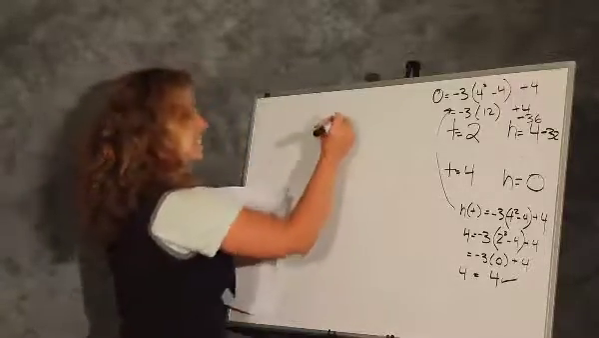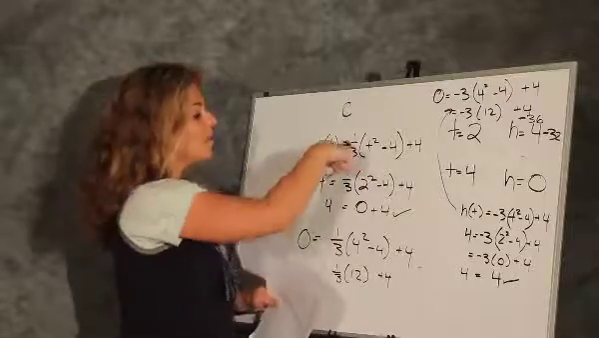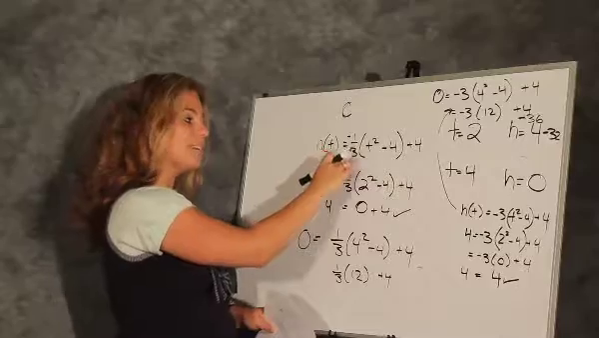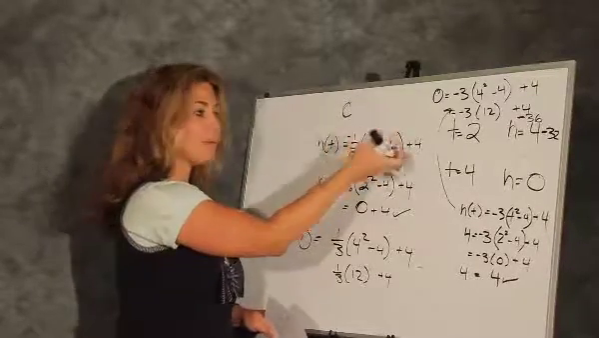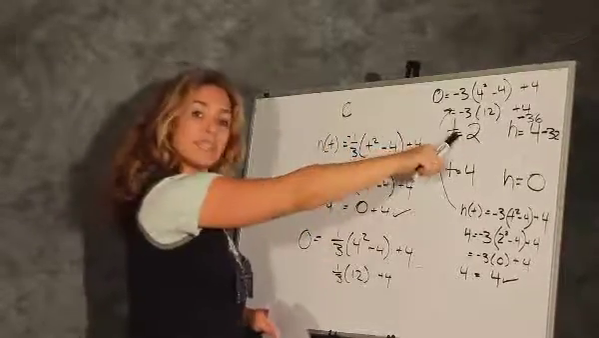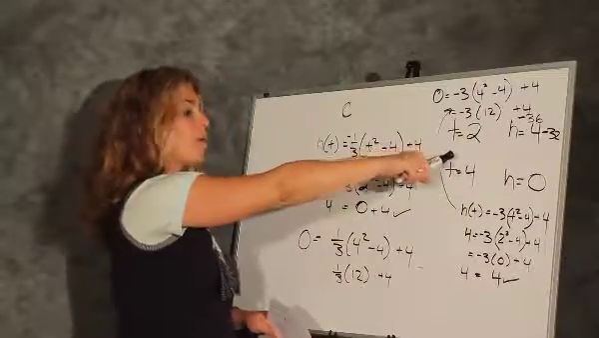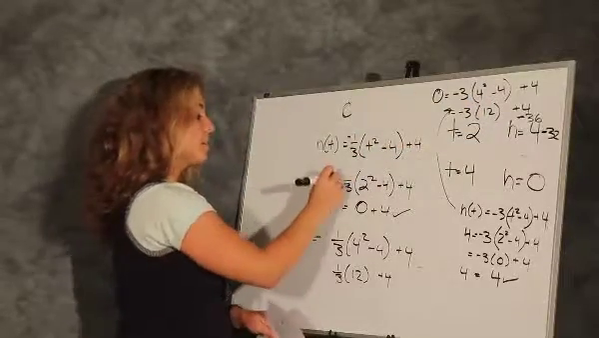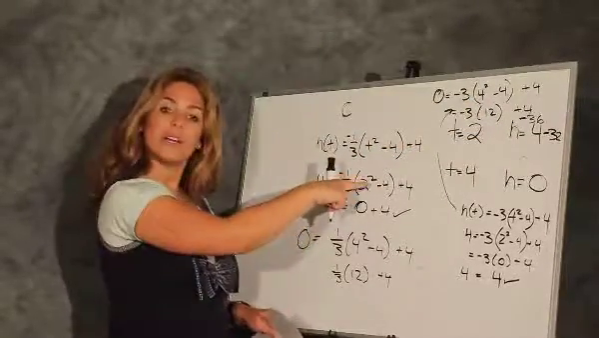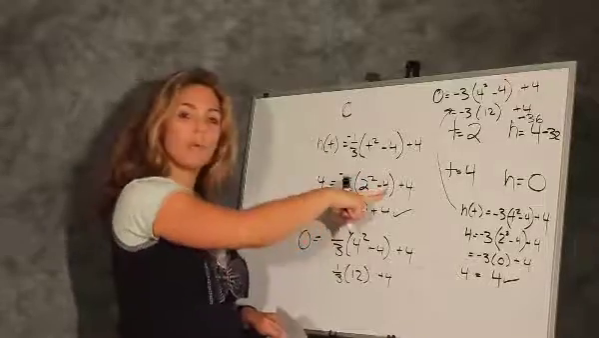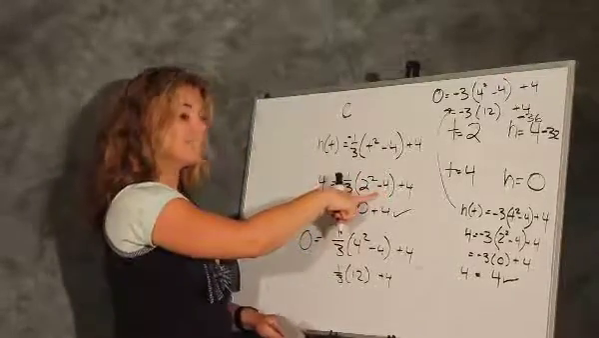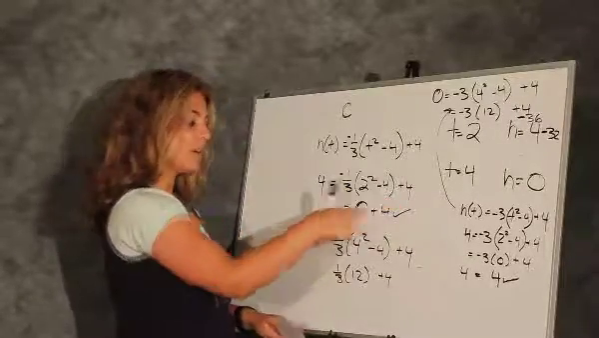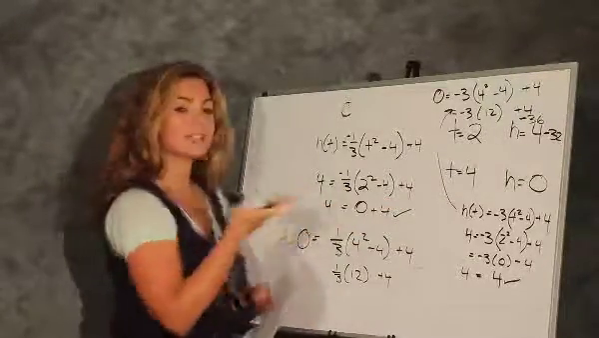So looking at C, we have h of t equals -1/3 times t squared minus 4 plus 4. If we test out this one, we put the 2 in for the t, and the whole equation has to equal 4. So 2 squared is 4, 4 minus 4 gives us 0, 0 times -1/3 gives us 0, and if we add 4, we end up with 4. So that works out for us.